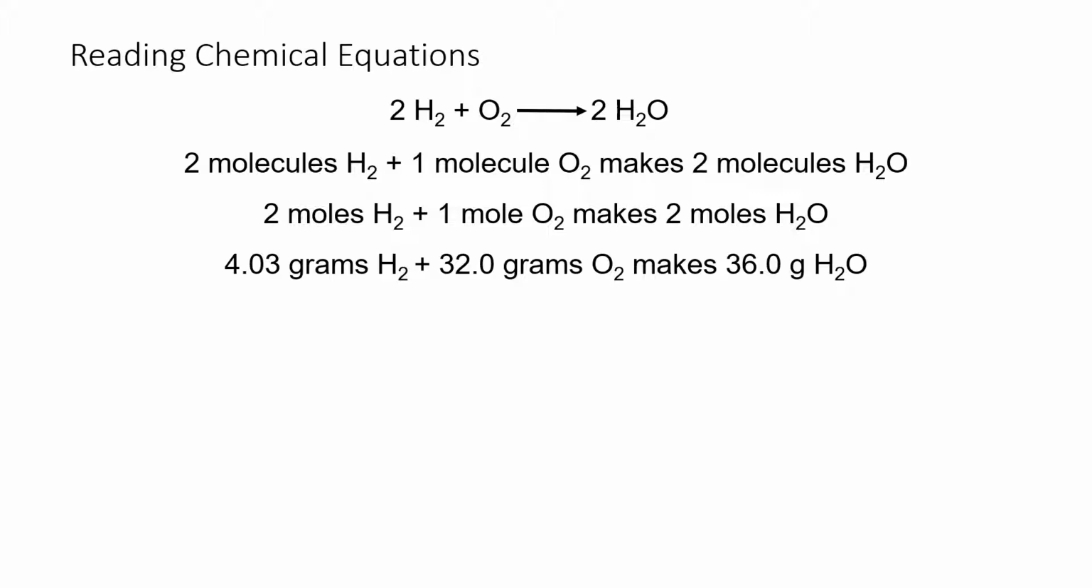But honestly, the one that's most useful to us is 2 moles of hydrogen plus 1 mole of oxygen makes 2 moles of water. Now, grams are also useful, but we have to do the conversion from moles to grams in order to know that 2 moles of hydrogen equal 4.03 grams of hydrogen, and so on.